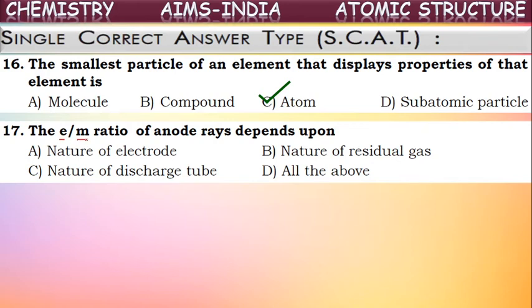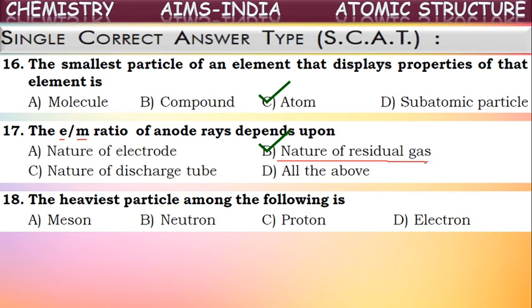This charge to mass ratio changes for anode rays when the gas taken in the discharge tube is changed. So it depends upon the nature of the gas taken in the discharge tube, or the nature of the residual gas in the discharge tube. If you take hydrogen gas, we get one kind of E by M ratio for anode rays. If we take helium gas in place of hydrogen, then we get another E by M ratio. In this way, as we change the gas, the E by M ratio also changes. Now we can say the E by M ratio of anode rays depends upon the residual gas taken in the discharge tube.